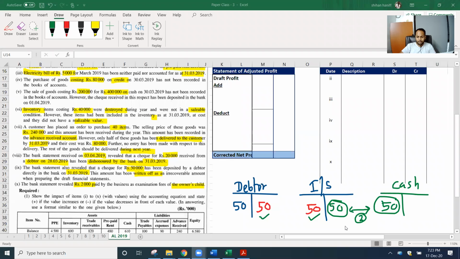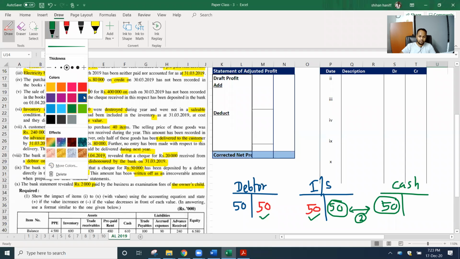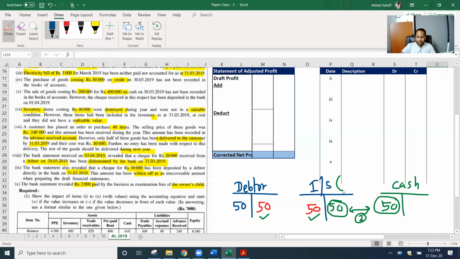Income statement, yeah, you can say bad debt account. End of the day, it goes to the income statement. This is the bad debt account. That is fine. This income statement means this is the bad debt account. Bad debt account balance goes to the income statement.